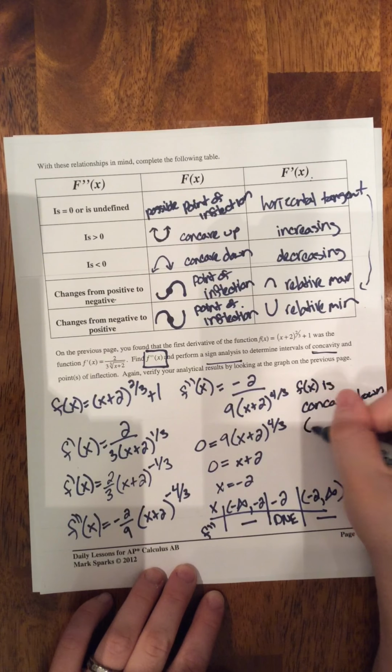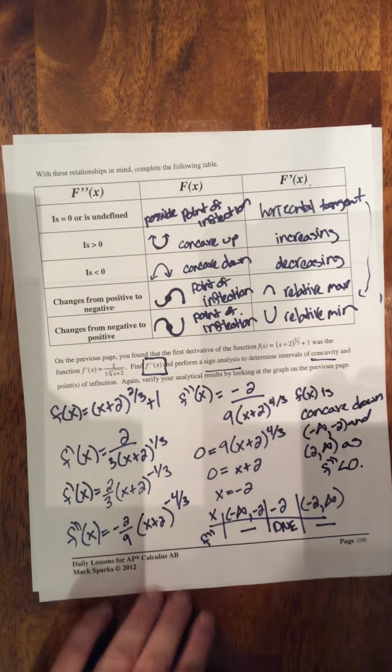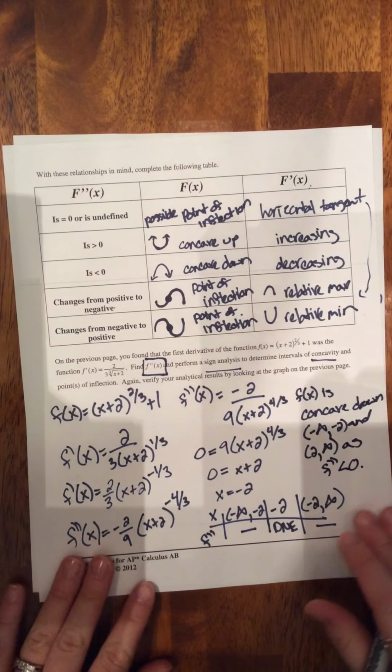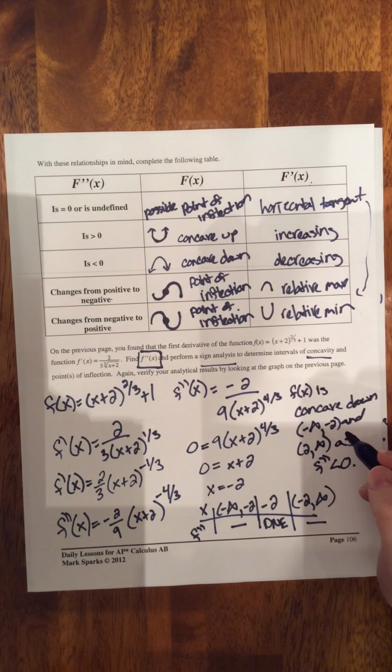And it would be on the interval negative infinity to negative 2 and 2 to infinity, as f double prime is less than 0. So I could say f of x is never concave up, as f double prime is never greater than 0.